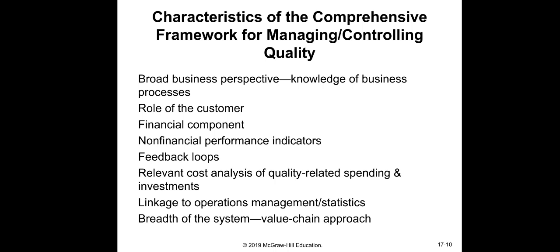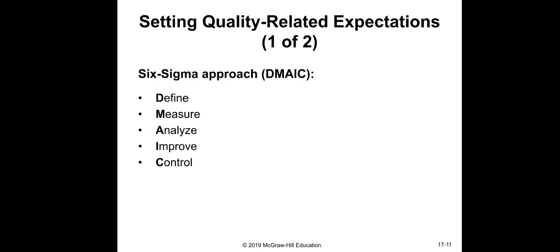So these are the things that relate to the figures shown in the previous slide. Role of the customer, financial component, non-financial performance indicator, feedback loops, relevant costs and risks of quality related spending and investment, linkage to operation and management statistic, breadth of the system, value chain approach, etc.